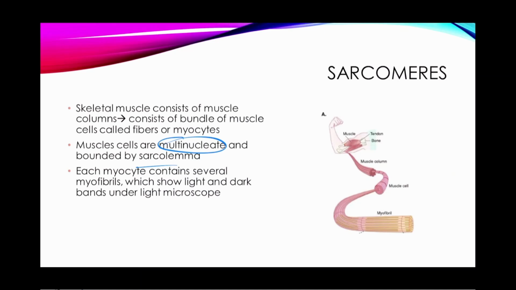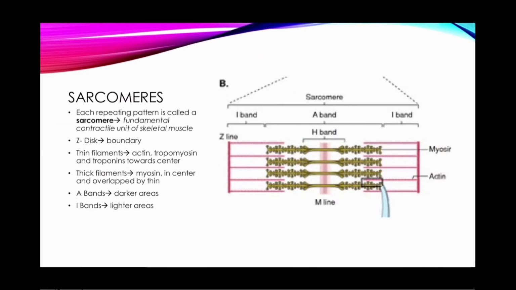Each myocyte, so get your medical terms. Myo is what? Muscle. Cyte? Cell. Muscle cell. Several myofibrils show light and dark bands under the microscope. So we have ways to look at them. We have dark bands and light bands. Each repeating pattern is called the sarcomere. This is the fundamental unit of contraction for all of the muscles.